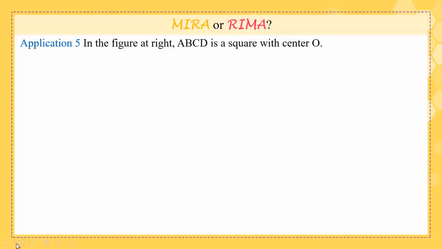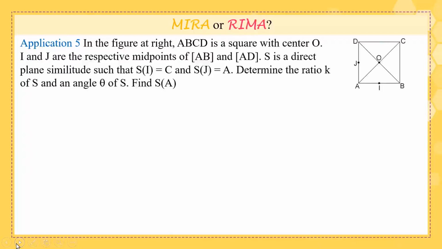Application 5. In the figure to the right, ABCD is a square with center O. I and J are the midpoints of AB and AD respectively. S is a direct similitude such that S of I equals C and S of J equals A. Determine the ratio K of S and the angle theta of S and find S of A.